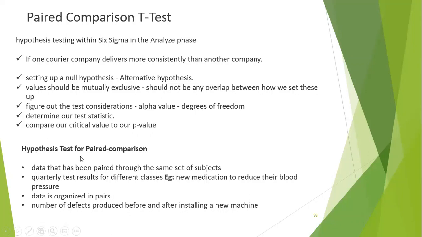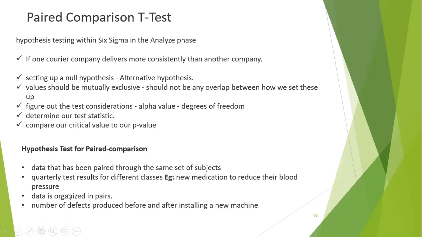Now, hypothesis test for the pair comparison. The same thing: we have two tests. One is pair comparison using the t-test and the pair comparison value. The data has been paired through the same set of subjects. There should be a set of data which is paired together, and only then can we use this paired comparison. So what do you mean by that?